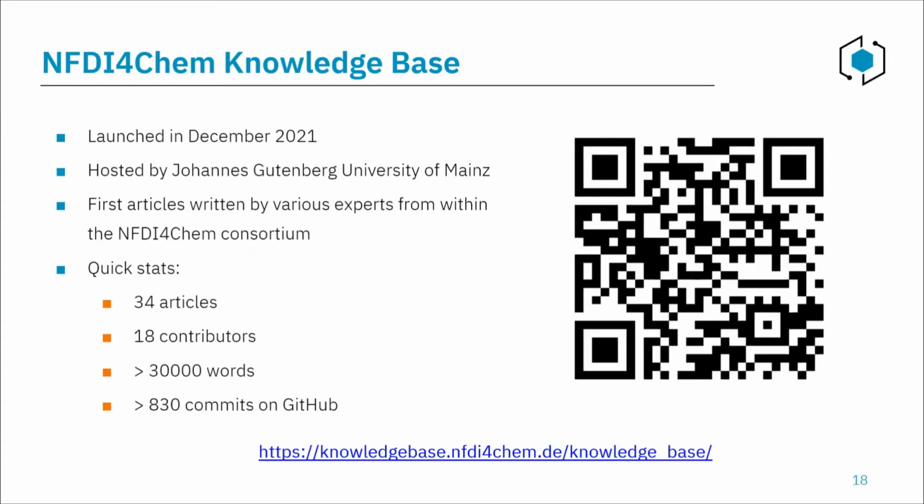And here we have summarized some quick stats for you. So up to date, we have 34 articles that were written by 18 contributors. All the articles have together more than 30,000 words, and we have already around 830 commits on GitHub. And to check the knowledge base, you can click on this link or check the code here.